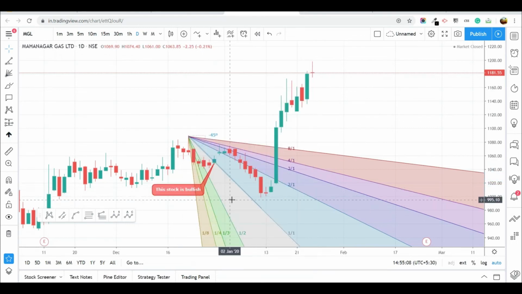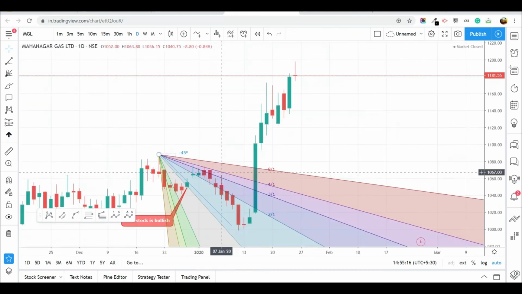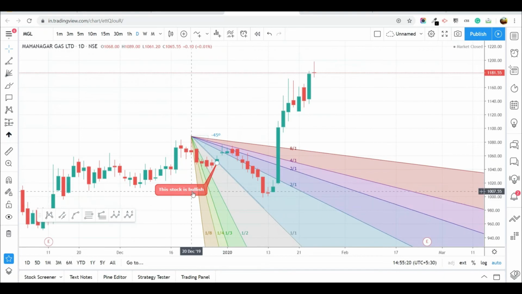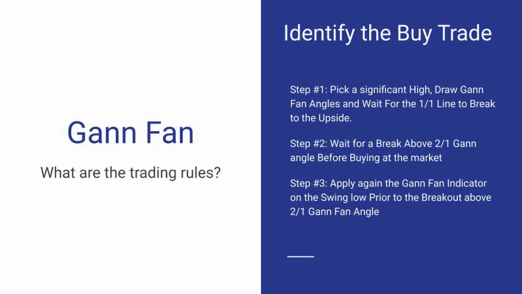I do not know what in other theory it can be, in a sideways trend, it can be in a downtrend. As per this theory, okay. Now we will not be buying immediately. We also will follow the candlestick patterns. Now in this theory, let's see step 2. Wait for a break above 2x1.